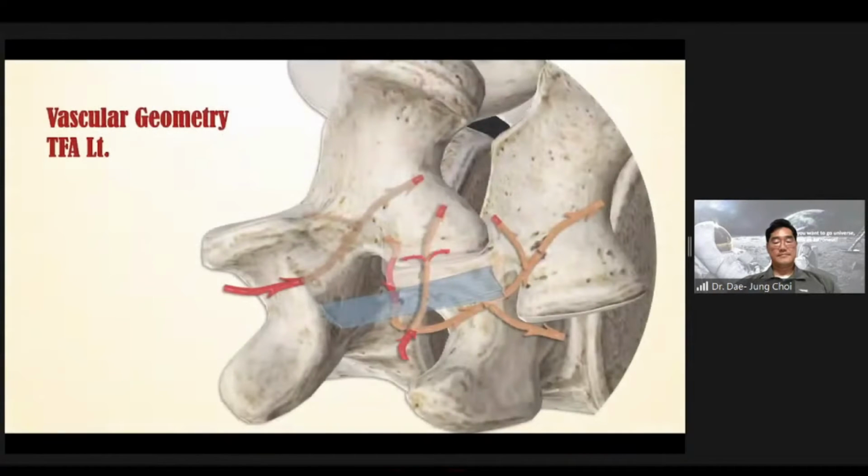This is a map of vascular geometry around the foramen. You may be in trouble due to heavy bleeding when approaching around the foramen in the early learning curve period with no information of the vascular geometry.